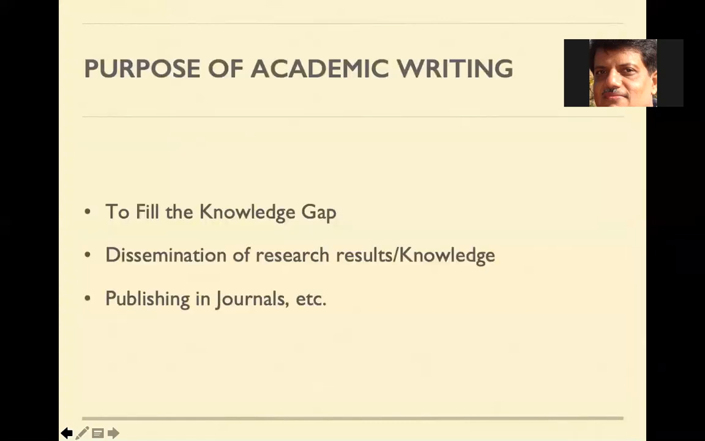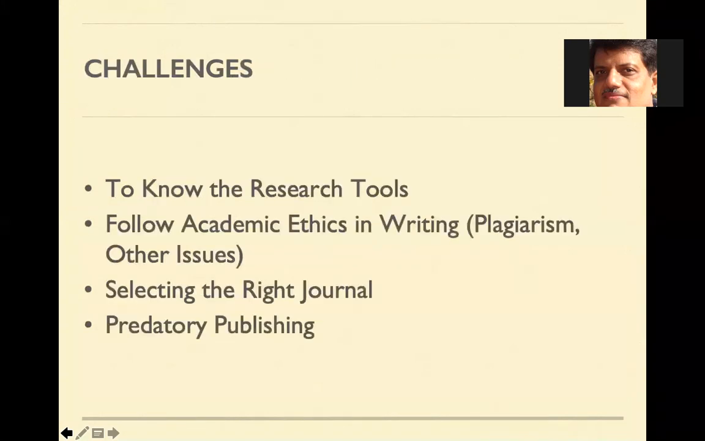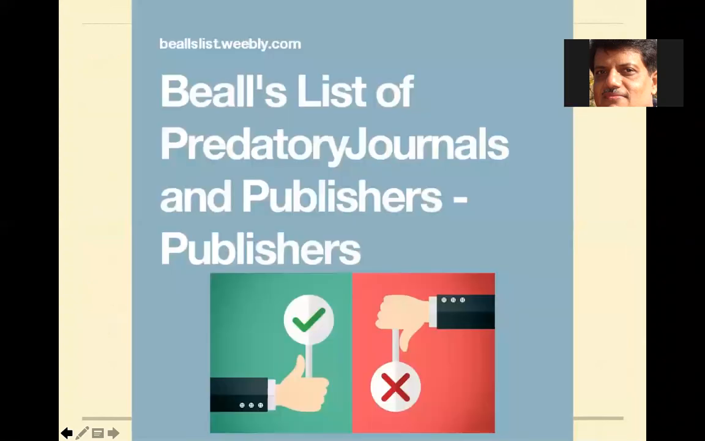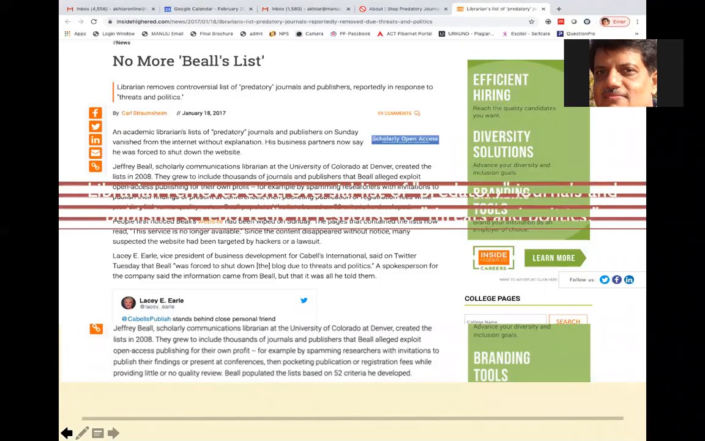I will skip a few of the slides which are probably not that relevant for you right now in the context of understanding Turnitin. So let me just skip a few of the slides. But there's a list called Beall's list. It used to come earlier, where you can find out which are the predatory journals. Predatory journals are basically fake journals or low quality journals.